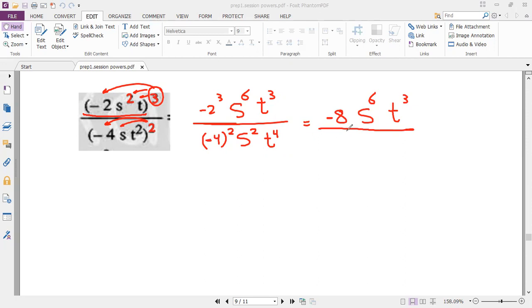negative 4 to the power of 2, it's 16, and s to the power of 2 and t to the power of 4. Let's simplify. 8 and 16 divided by 8: 1, and 2. So it's negative half here. It's negative half, or we can write negative 1 at the top and 2 at the bottom. Okay, we have s to the power of 6.